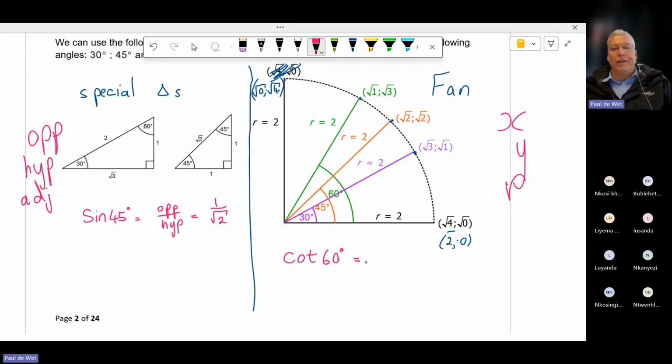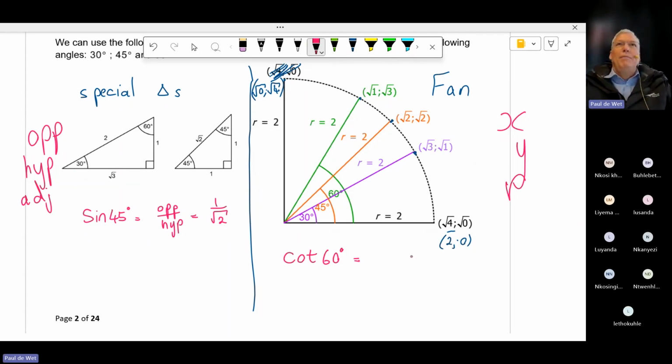Who can tell me what is cot? Just put your hand up. Someone put your hand up, and Ayanda will come to you. What is cot? It's written on your page, so it's not difficult. What is cot?